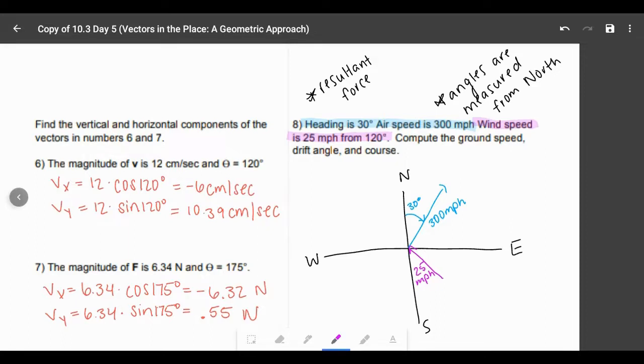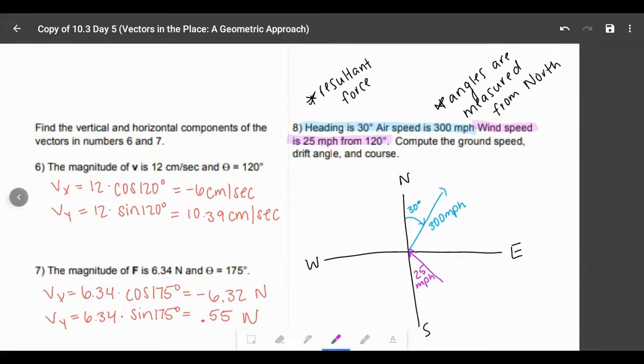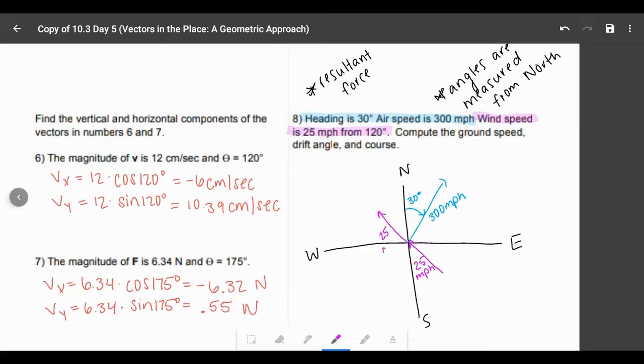Okay, so remember how I said that for these problems we are going to be using the resultant force or that parallelogram law. In order to use the parallelogram law, we need to make sure that these two vectors are both touching at their tails. Since they are not doing that at this moment, we can take that wind speed vector and move it such that the tail end starts at the origin. And I can do this without changing the problem.